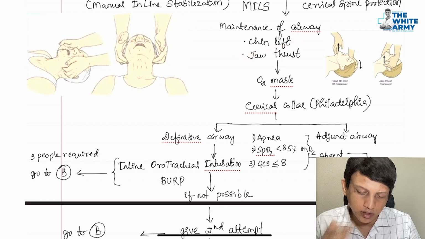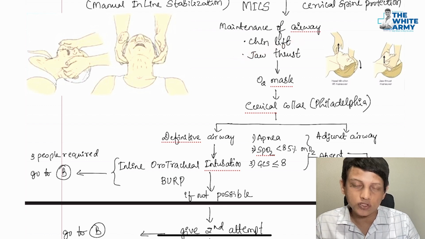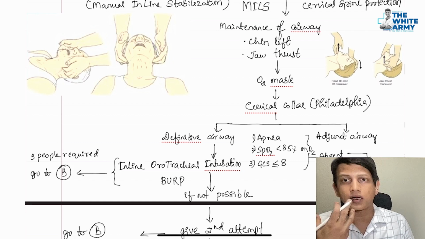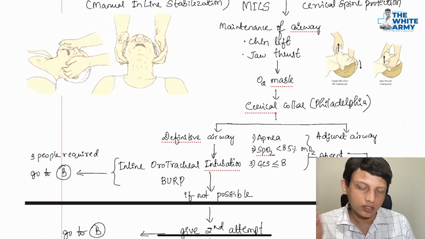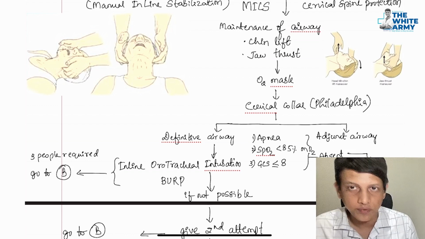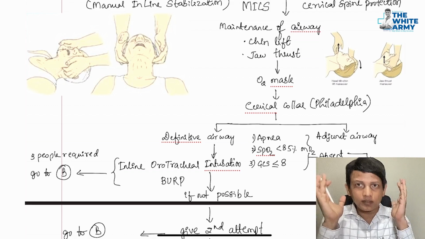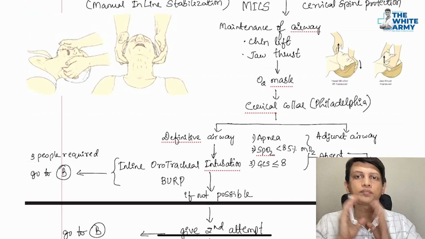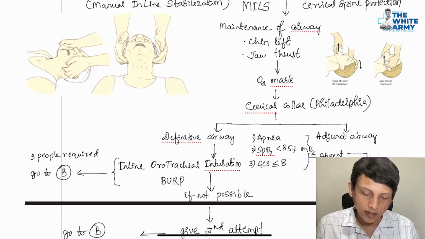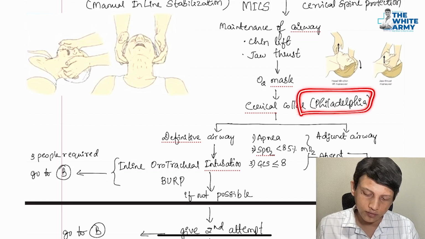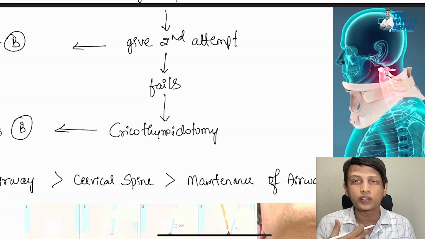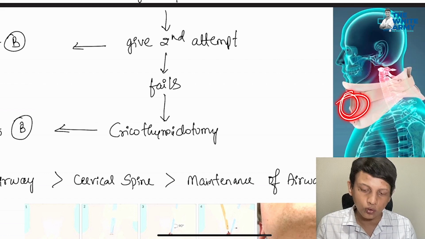Chin lift and jaw thrust, two maneuvers to maintain the airway. Once the airway is secured, then give an oxygen mask. Then you can't keep on holding the patient, right? Manual stabilization is not possible, so give a cervical collar. It's called a Philadelphia collar. You can see the Philadelphia collar with the opening here to secure the airway. There is a hole in the collar.